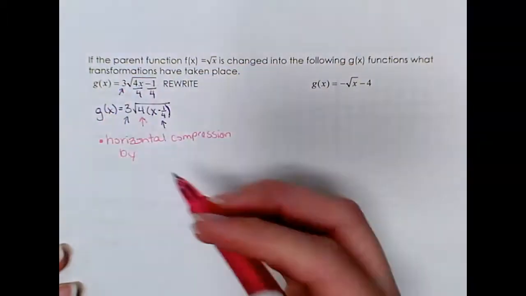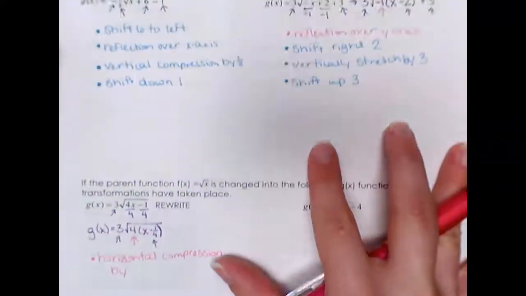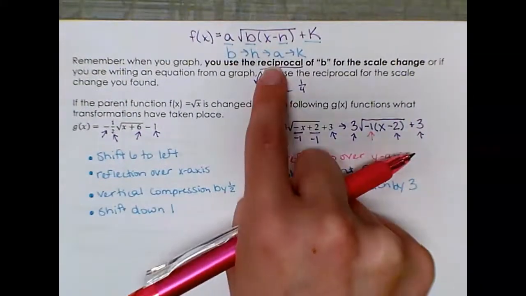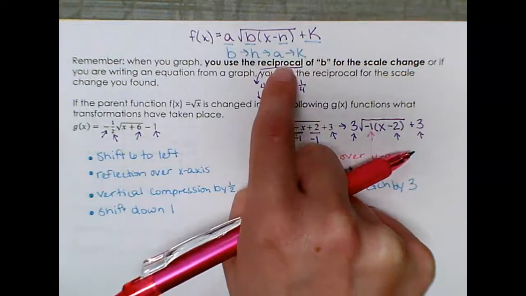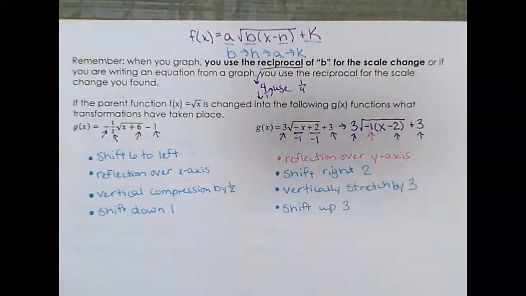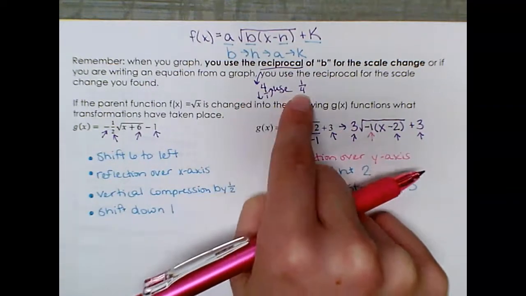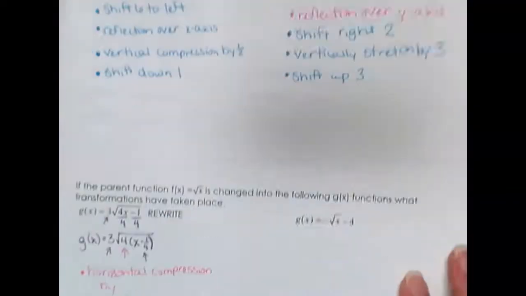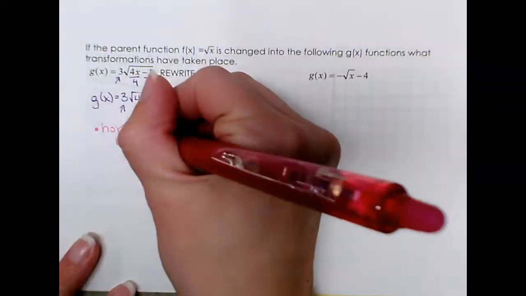By a factor of not 4, but the reciprocal. So this is where our reciprocal language comes in. When you graph, or when you identify transformations on a graph, you use the reciprocal of b for the scale change. So if the b value in here was 4, then you use 1/4, because that's what really makes the numbers smaller. So we have a horizontal compression by a factor of 1/4.